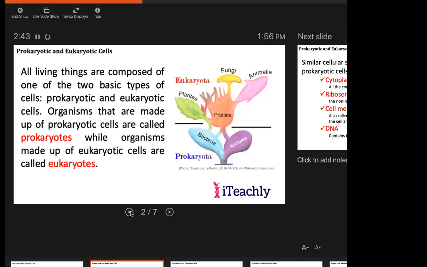Okay. So bacteria and archaea are the two groups of living things that are considered to be prokaryotic. Everything else, so plants, animals, fungi, and protists, are eukaryotes.